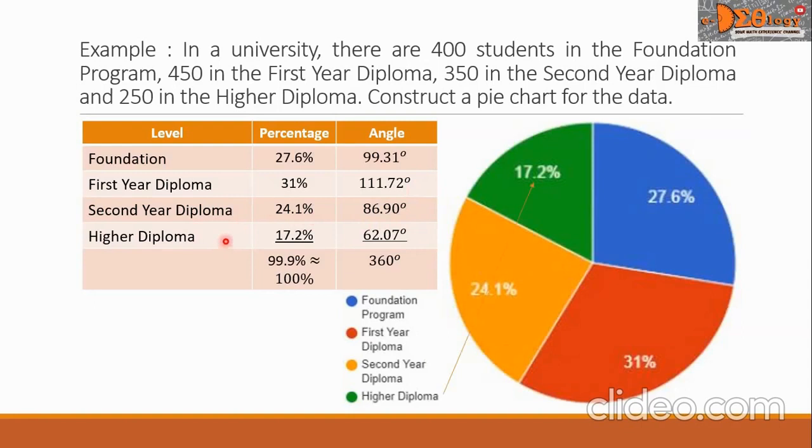The last level is the higher diploma with 17.2%, and there we write the 17.2%, and the central angle is estimated to be 62.07 degrees. We can see here that our pie chart is colorful. However, in our daily class activity, what we can do is simply put each level opposite each corresponding sector.